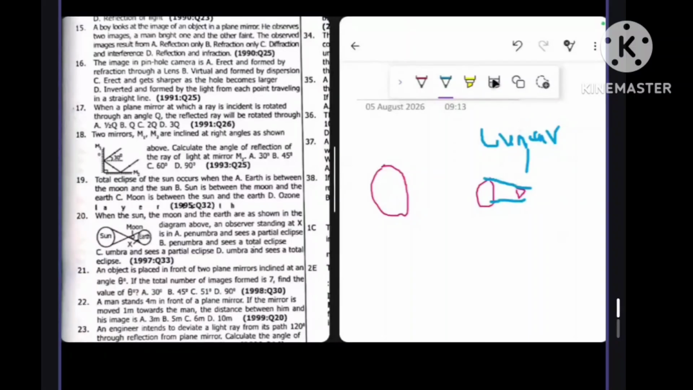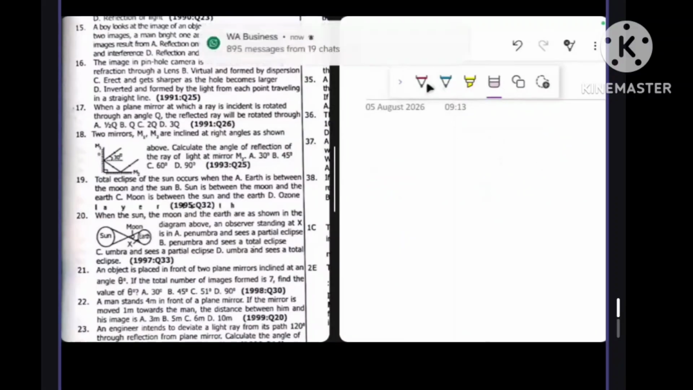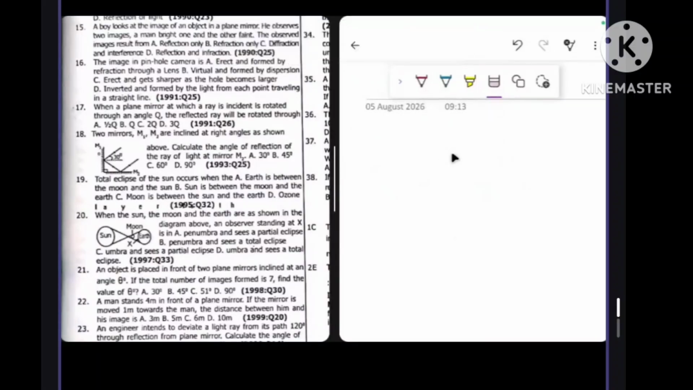Then this says the sun is between the moon and the earth. That's practically impossible, right? Because the sun does not rotate. The sun is the center of our system. That's why, in fact, our planetary body is called the solar system. So the sun is staying put. There's no way the sun can ever come between the moon and the earth. So option C is correct. Very good. Moving on to question 20.